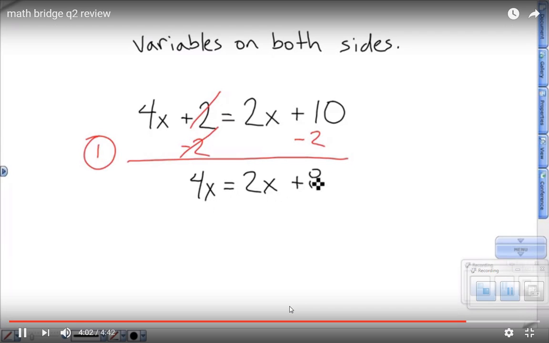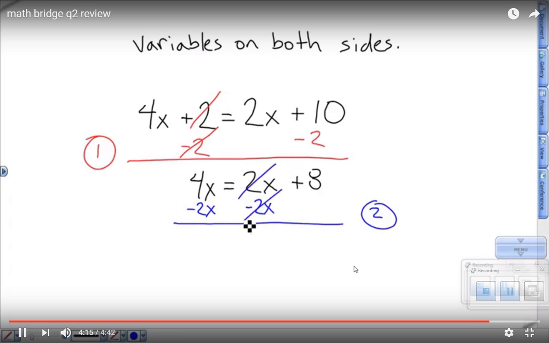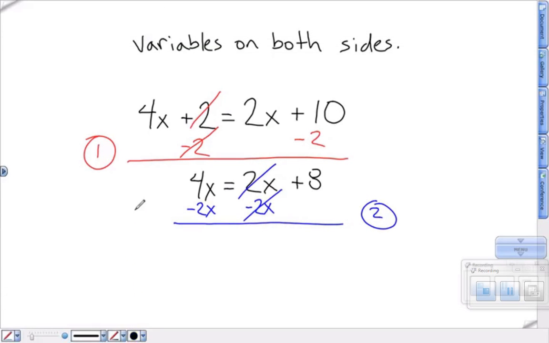And now the crucial second step, stay over here on this side now. And instead of dealing with just plain numbers, get rid of that x term. So this is positive 2x. The opposite is subtracting 2x. This is the crucial second step right here. Subtract 2x on both sides. That gives me 2x equals 8.